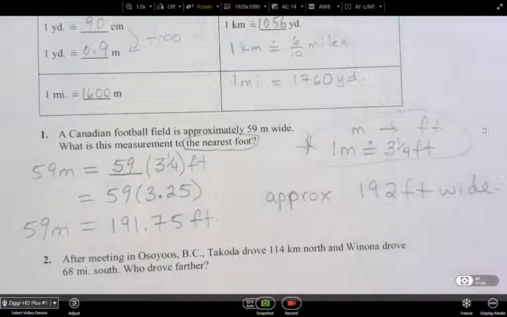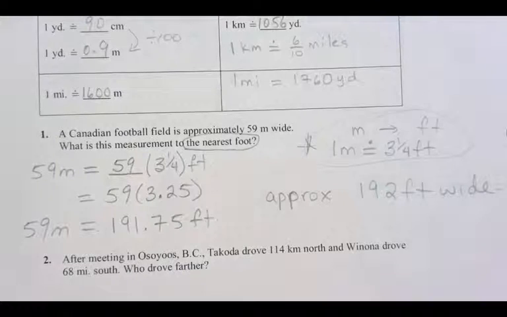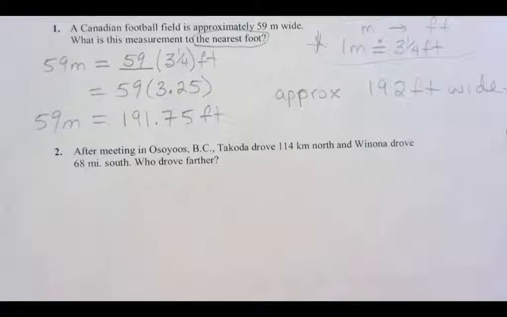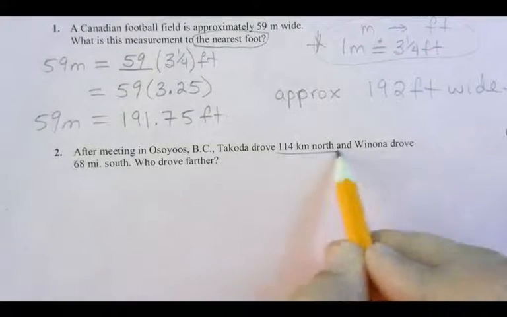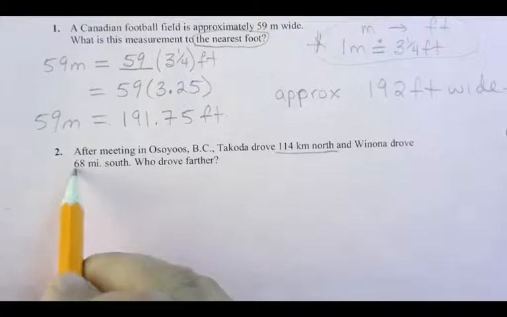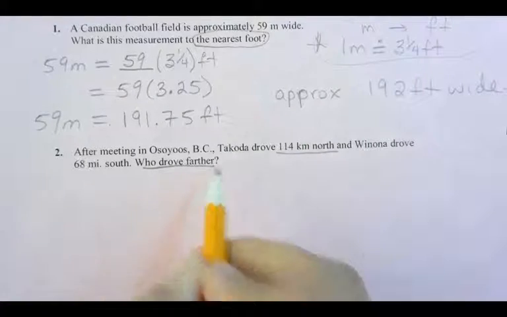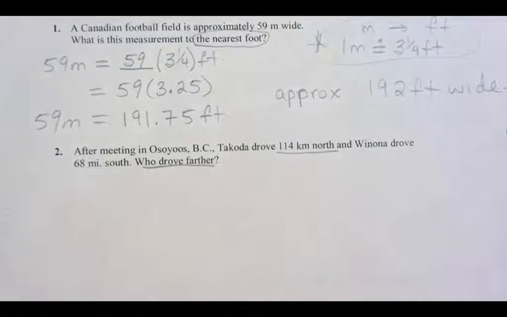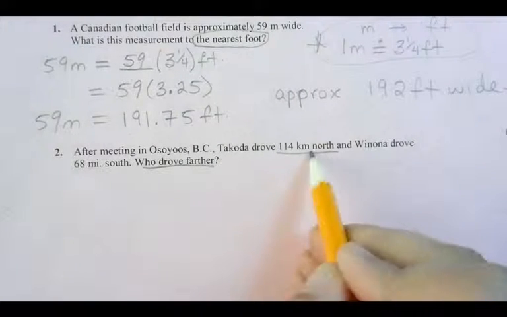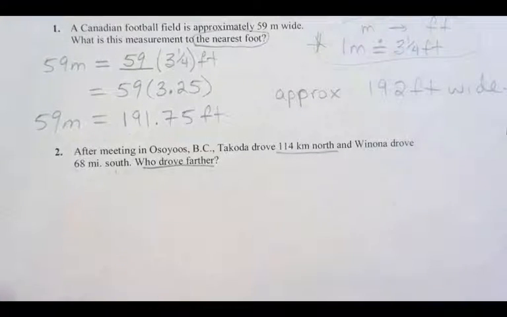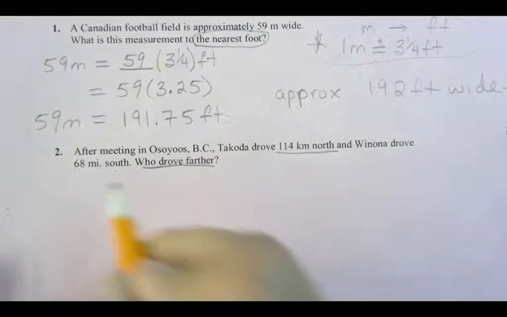All right, now, next question. It says, after meeting in Osoyoos, BC, Dakota drove 114 kilometers north, and Winona drove 68 miles south. And it's asking you who drove farther. There's a problem here, but it's not really a problem. It's just we have to make sure we're speaking the same language. Dakota is in metric, and Winona is in imperial. We need to have them in the same units in order to compare the lengths.